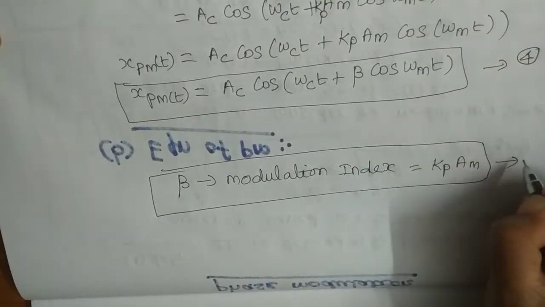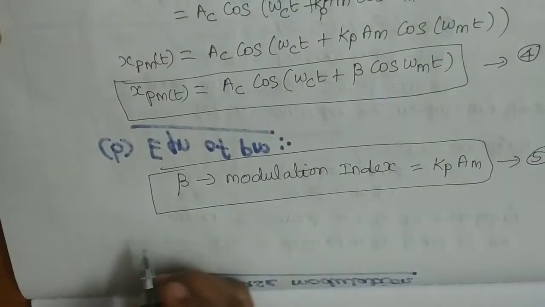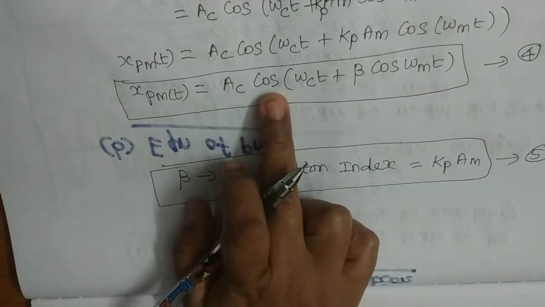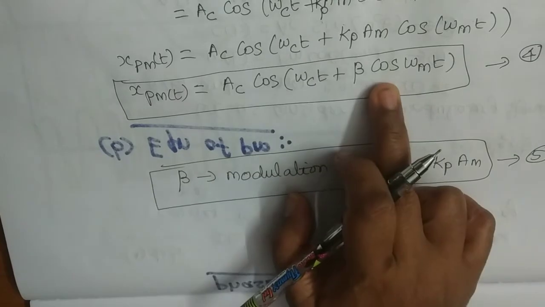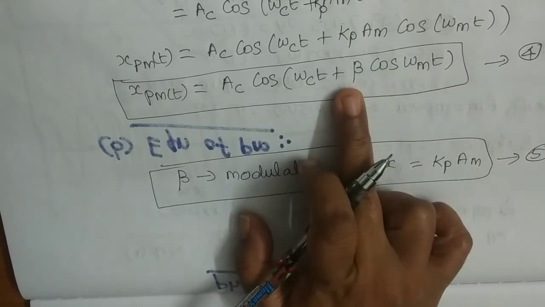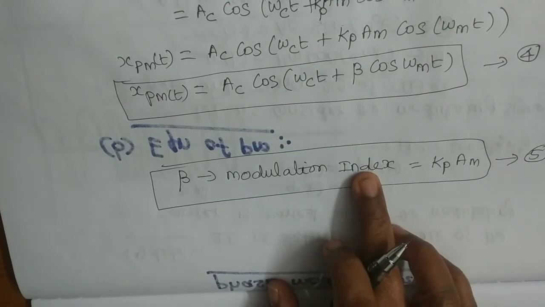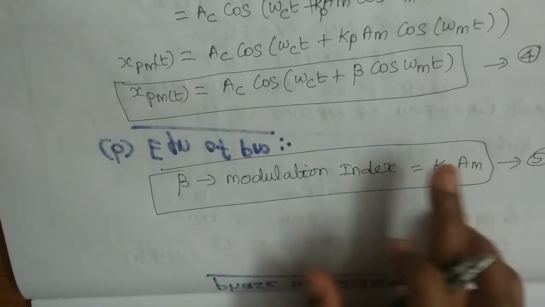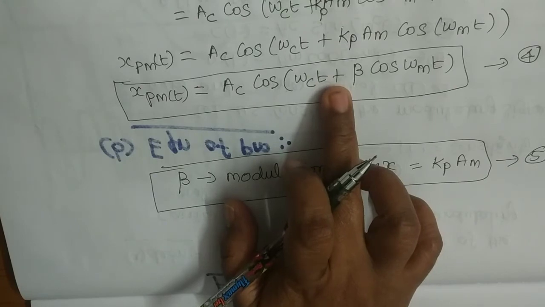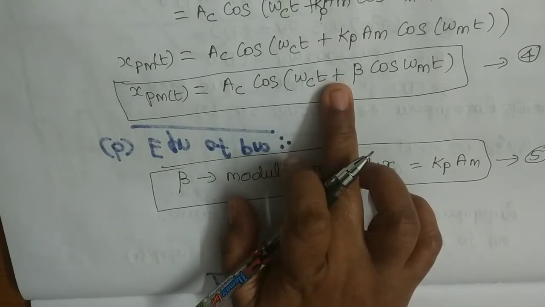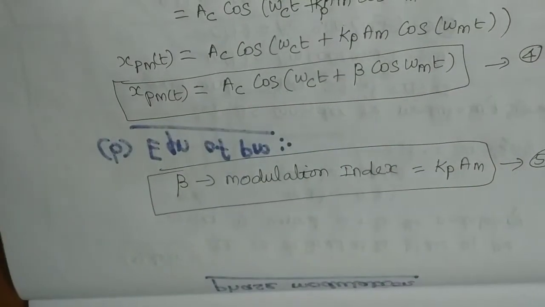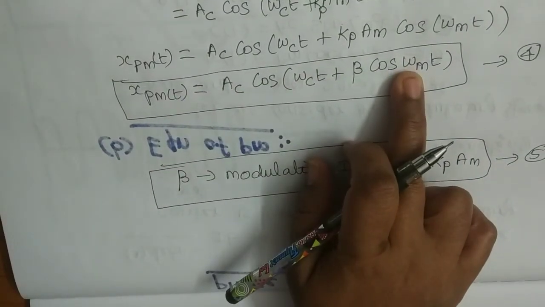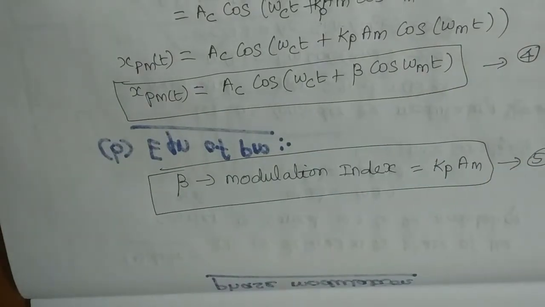This is the fourth expression, and this is the fifth expression. So this is the PM wave equation: Ac into cos of omega ct plus beta into cos omega mt, where beta is nothing but the modulation index for phase modulation, which is equal to kp into Am. So this equation is the phase modulated signal equation.